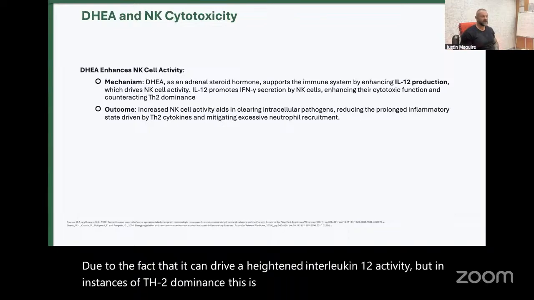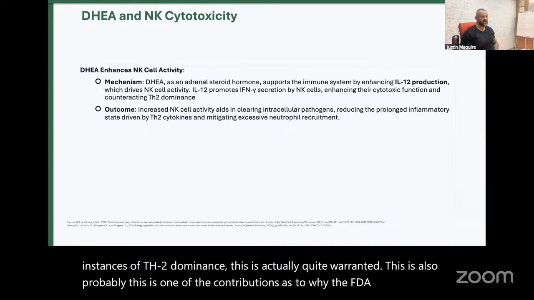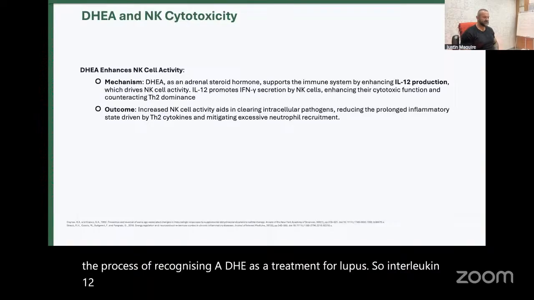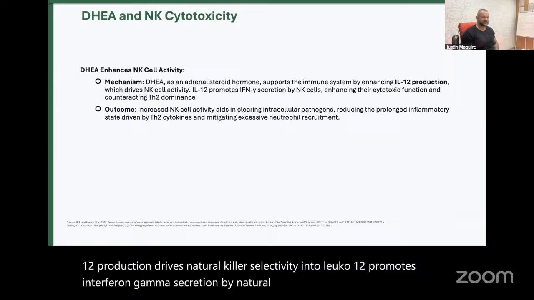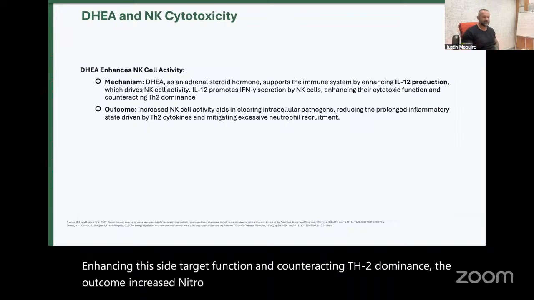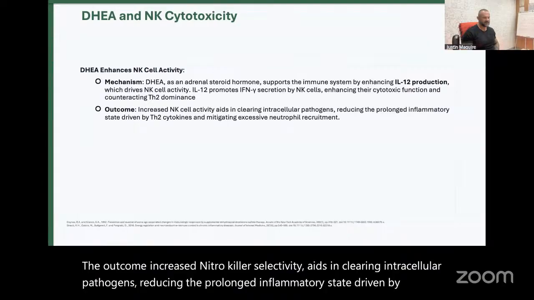This is one of the contributions as to why the FDA is currently in the process of recognizing DHEA as a treatment for lupus. Interleukin 12 production drives natural killer cell activity. Interleukin 12 promotes interferon gamma secretion by natural killer cells, enhancing the cytotoxic function and counteracting Th2 dominance. The outcome: increased natural killer cell activity aids in clearing intracellular pathogens, reducing the prolonged inflammatory state driven by Th2 cytokines, and mitigating excessive neutrophil recruitment.